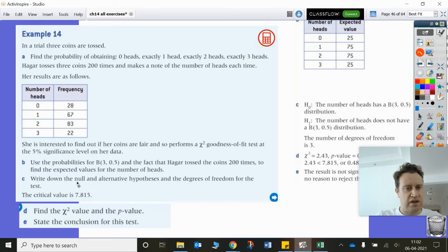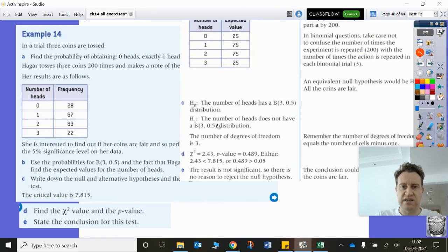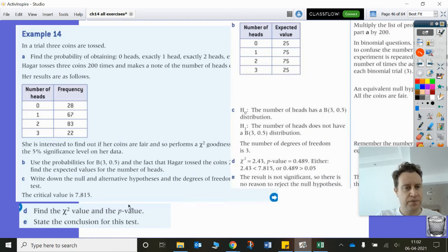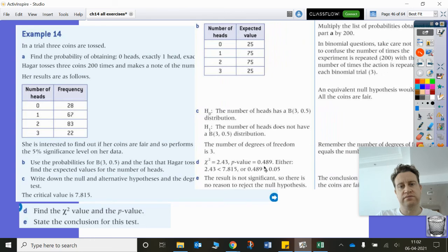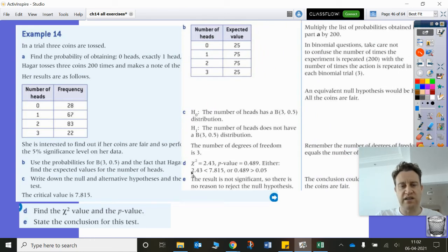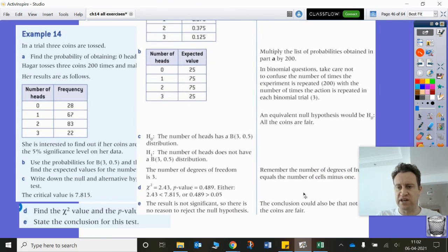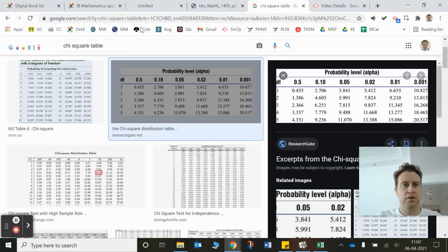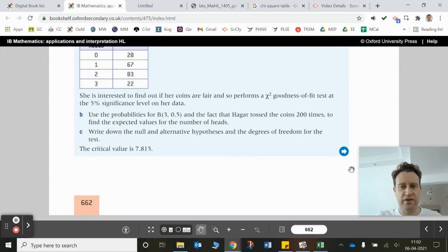And write down the null and alternative hypotheses. What do they say? The null: the number of heads has this binomial distribution. The alternative: the number of heads does not have this binomial distribution. Find chi-squared and the p-value. That's just reading from your calculator. State the conclusion for this test. Well, 2 ways of doing it. You can either say that your chi-squared value is beneath the critical value, or you can say that your p-value is above 5%. Both of those, yet again, mean that there's no reason to reject the null hypothesis. Okay, well, there we go. That exercise is done. Or rather, you need to get some practice on that now.